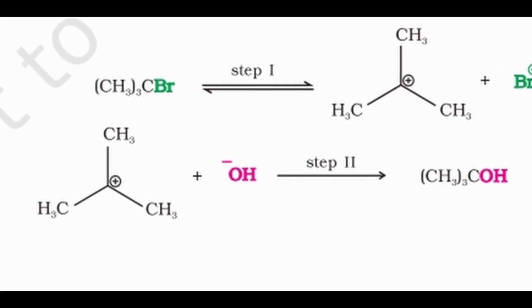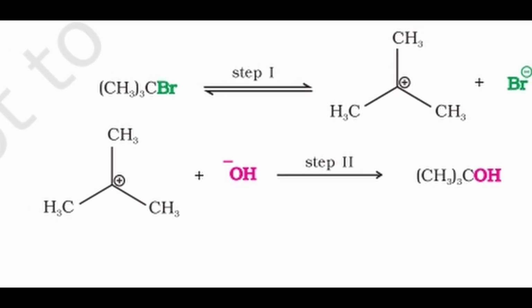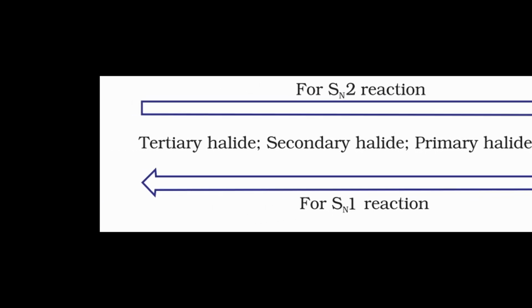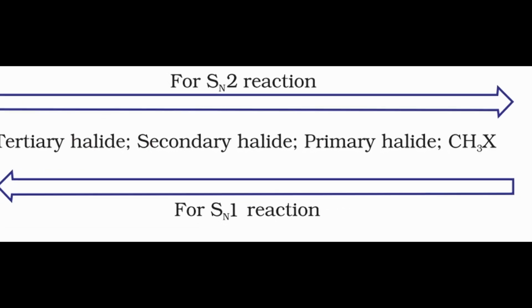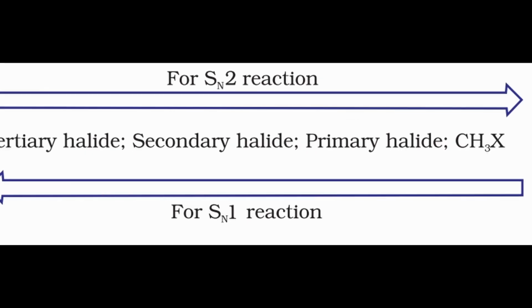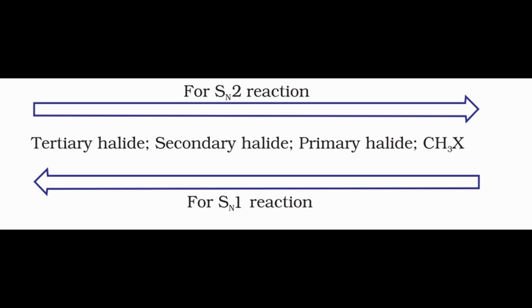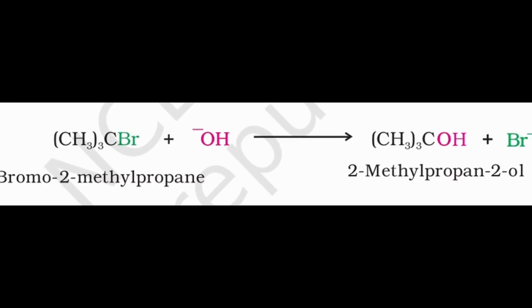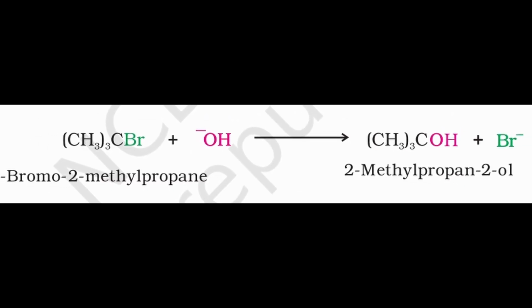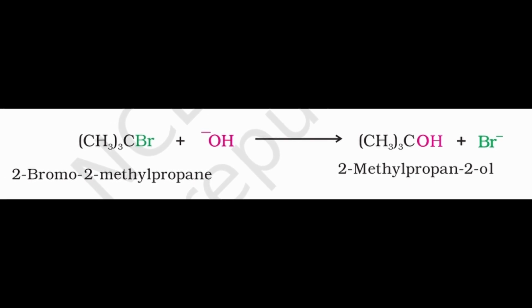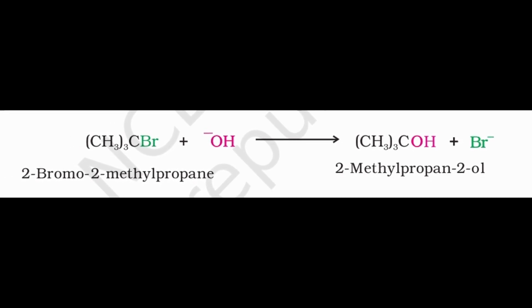Tertiary carbocations are the most stable, so tertiary alkyl halides react the fastest in SN1 reaction. Primary carbocations are the least stable, so primary alkyl halides react very slowly in SN1 reaction. SN1 reactions happen best in polar protic solvents like water, alcohols or acetic acid. These solvents help stabilize the carbocation and the leaving group.